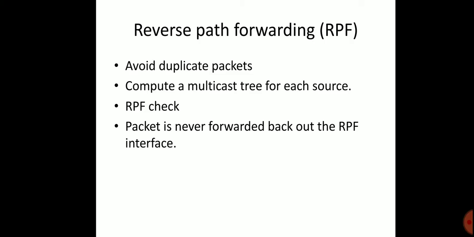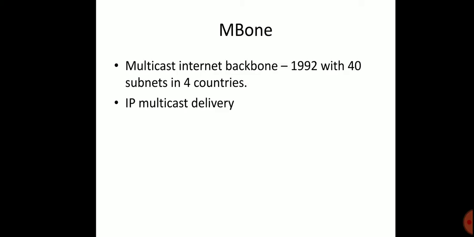Now we see the multicast backbone. The multicast internet backbone started in 1992 with 40 subnets in 4 countries. And then this uses IP addresses for multicast delivery at the data link layer and routing in communication networks.